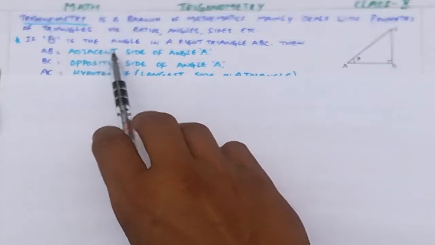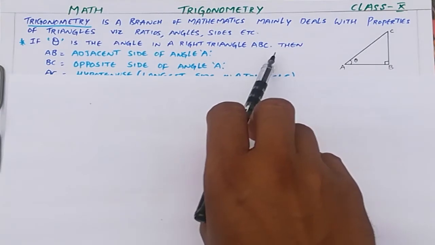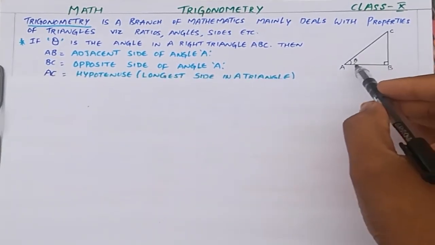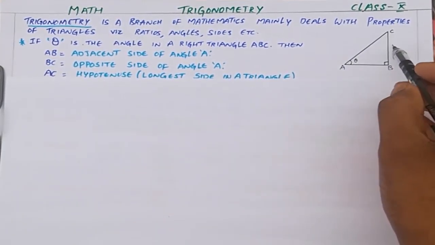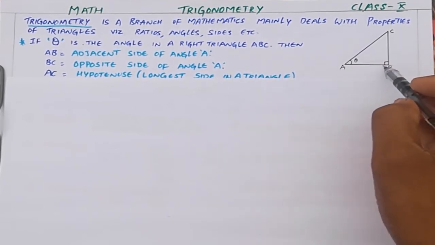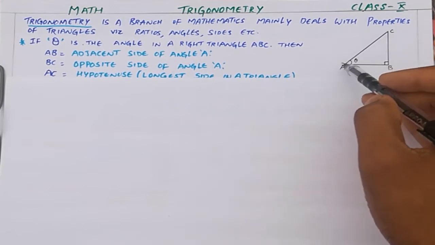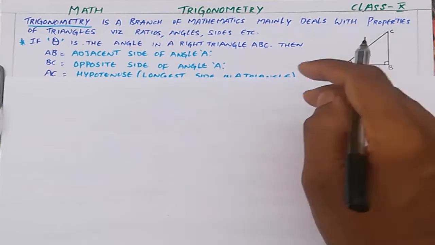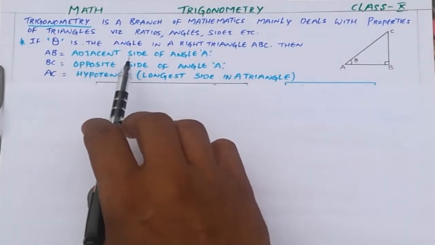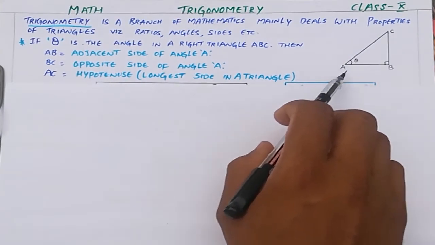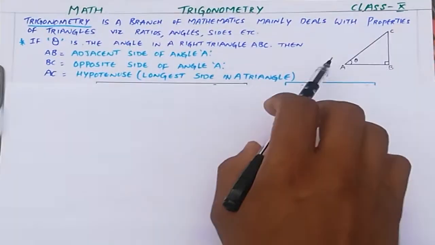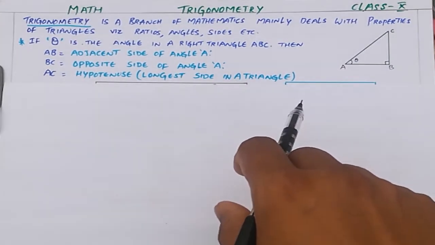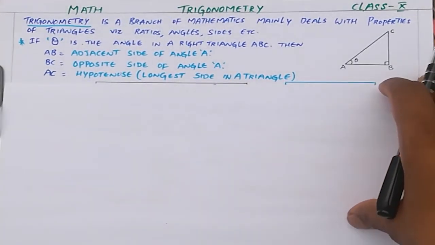So if theta is the angle in a right angle triangle ABC, then what are the sides AB, BC and AC? Theta is this angle, so the side opposite to it is the opposite side, this is the adjacent side, and AC is the hypotenuse. That means the inclination itself is called the hypotenuse of the right angle triangle. AB is the adjacent side of angle A, BC is the opposite, and AC is the hypotenuse, which is the longest side. Always in a right angle triangle, the hypotenuse is the longest side.